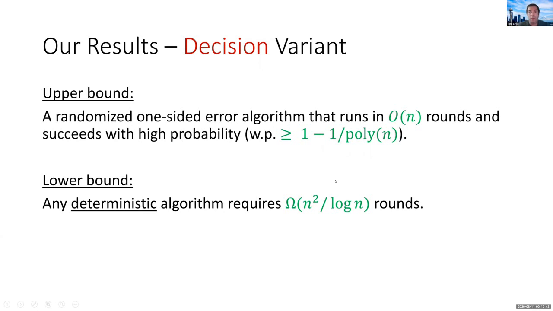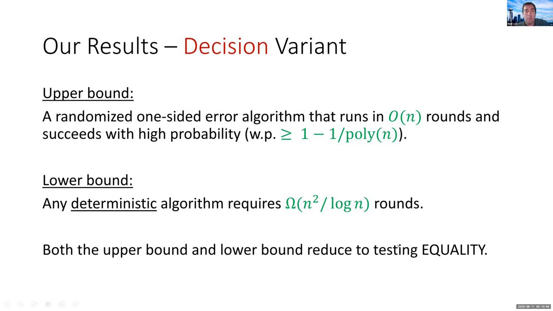We have a lower bound also for the deterministic case, and there we show that n squared rounds are needed in order to make this decision in the deterministic case. Both the upper bound and lower bound are reduced to testing equality of binary strings.